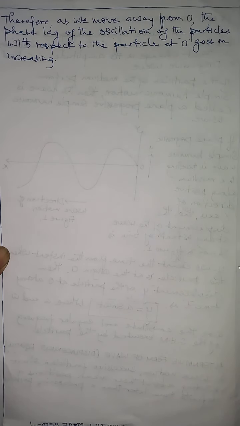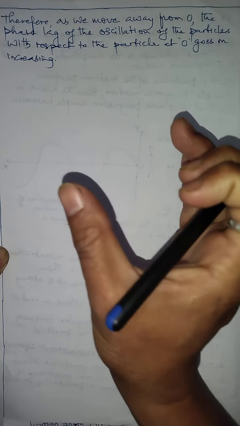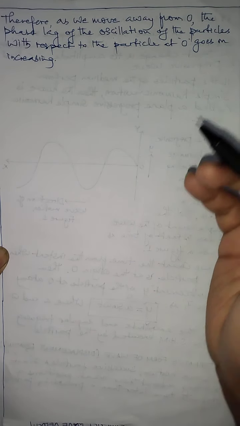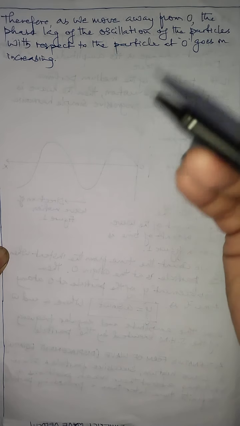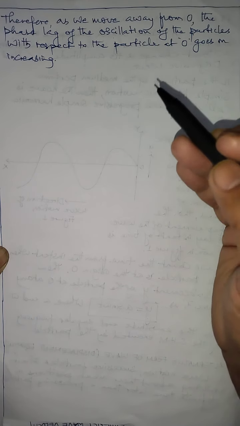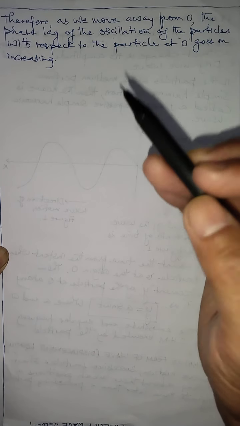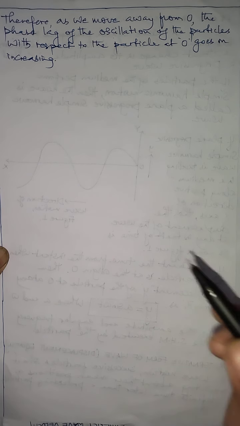So in this case, when we measure the displacement of a particle at a certain distance from O, that particle will have a displacement, but at a certain later time, at a certain angle later, or with a phase lag with respect to the particle displacing at O. Displacing at O means the displacement at the origin.